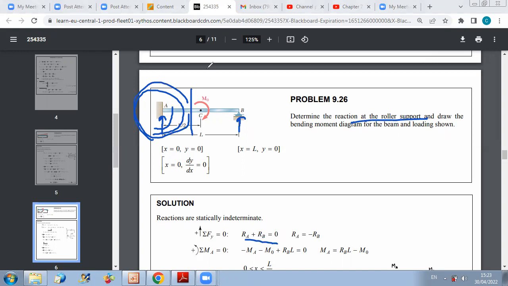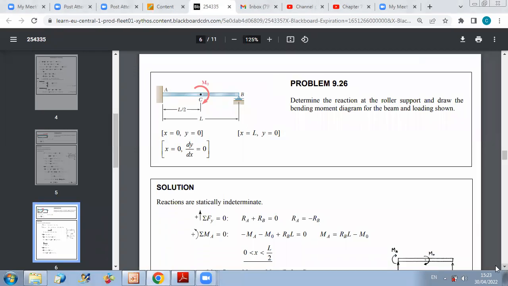So you have always several methods to work with. Anyway, here they started first by, because they asked you to draw the bending moment diagram for the beam, then you need these reactions. But if you just want to find the roller support reaction, it's fine if you don't get them.